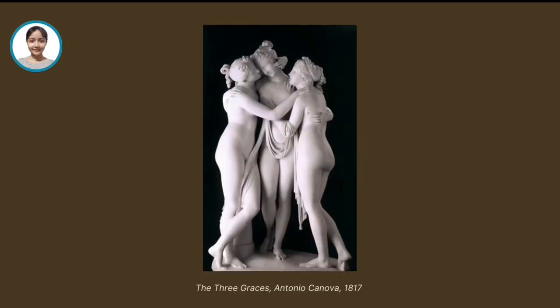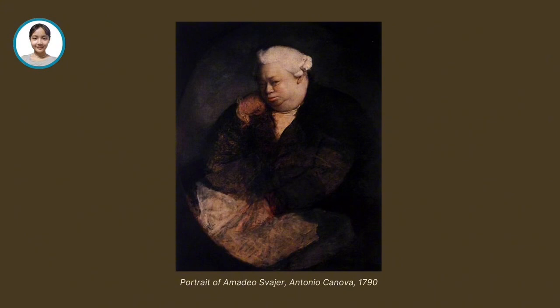Next is The Three Graces by Antonio Canova in 1817, with the figures of the three sisters instantly touching each other, supporting each other tenderly, and this invocation creates the sense of togetherness or support. The last one for Canova is the portrait of Amadeus Vajor in 1790, the closest and most accurate attempt of an idealized portrayal of an Italian nobleman in the flesh and in spirit.